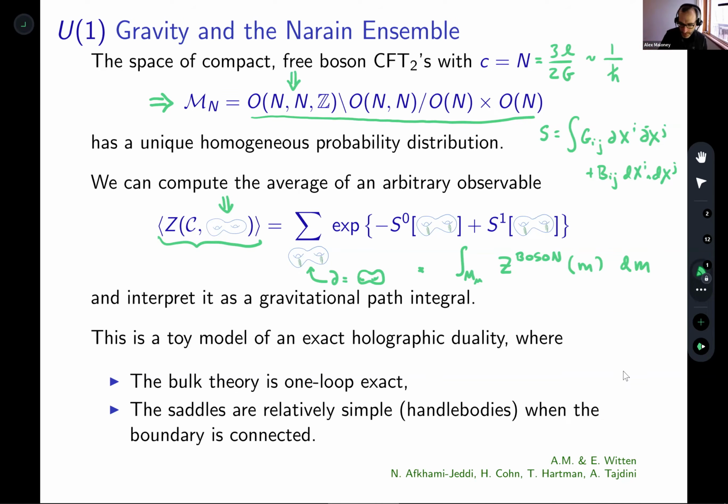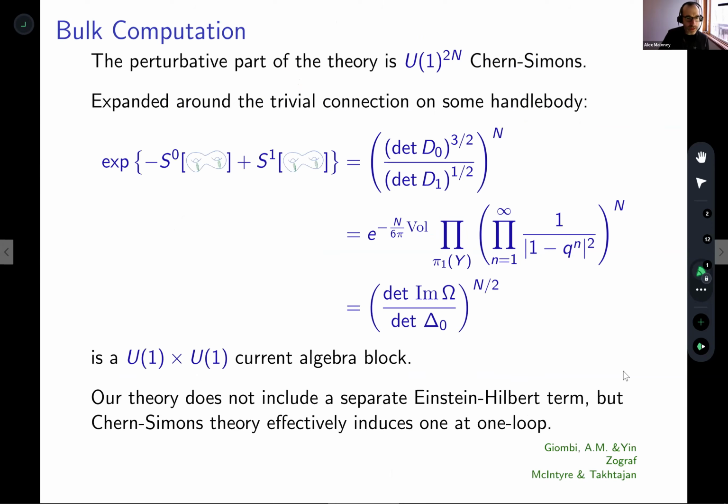Okay. And so I don't want to go too much into the details, but I'll just tell you a little bit about what the proposed bulk theory looks like. Okay. So the first thing that we want to notice is that if you just look at this bulk theory that I've written here, obviously this is a theory with a bunch of free bosons, so it has a huge amount of symmetry. In particular, it has a huge current algebra of symmetries, and it has specifically a U1 to the 2n current algebra worth of global symmetries.